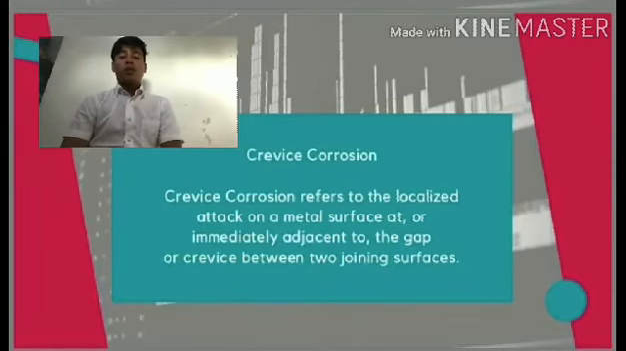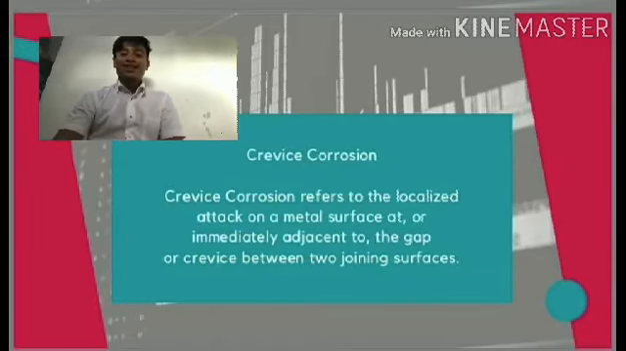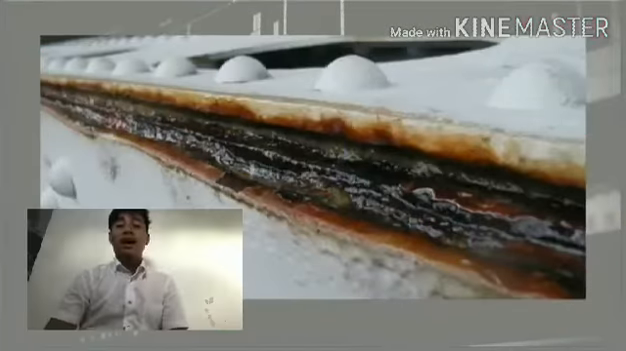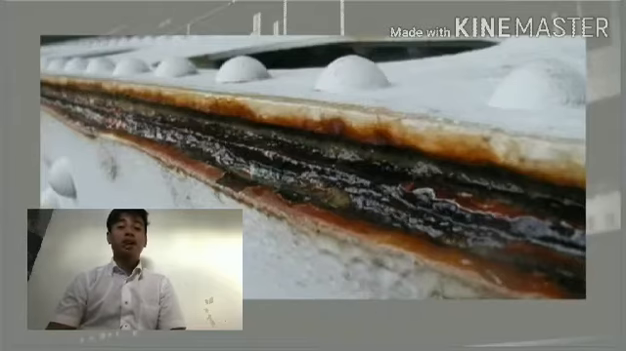Last is what we call crevice corrosion, and it means that corrosion only occurs within the gaps of a metal. And this is a basic example of crevice corrosion.